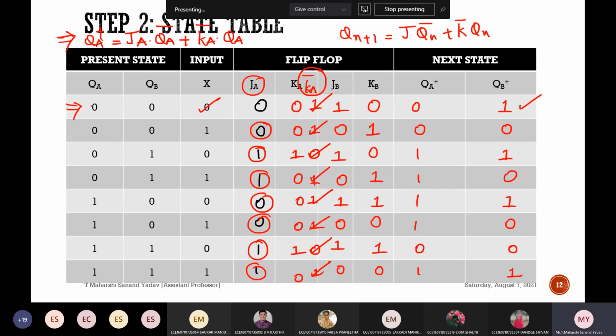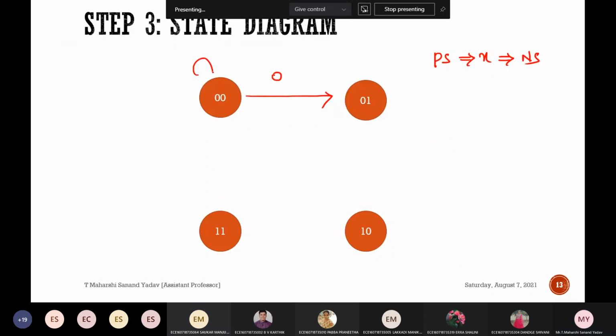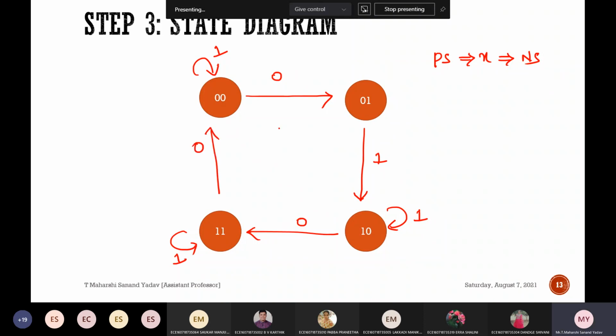Next, similarly for 0, 0, when input x is equal to 1, same state. Next, from 0, 1, when input is equal to 1, it will go to the next state, and here for 1, 0, it will be here, and this is for 0. This one will be for 1, and here it will be 0. For 0, 1, it will come to 0. So simply by using this particular state table, you need to draw the state diagram. Simply check the present state followed by input x and go to the next state.